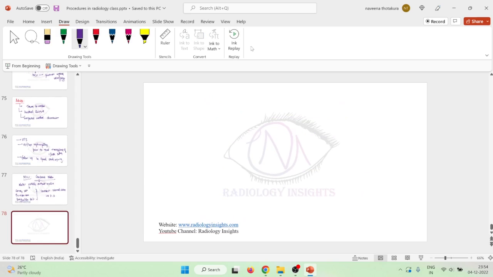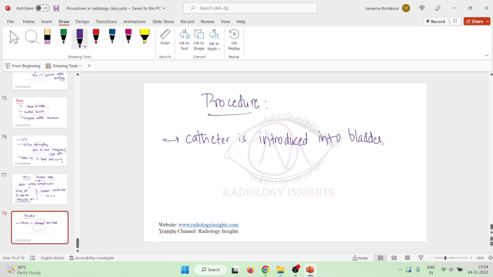Now the procedure. In micturating cystourethrography, first and foremost, we have to catheterize the bladder. So here the catheter is introduced into the bladder first. If it is a child, a 5F feeding tube with side holes is introduced.